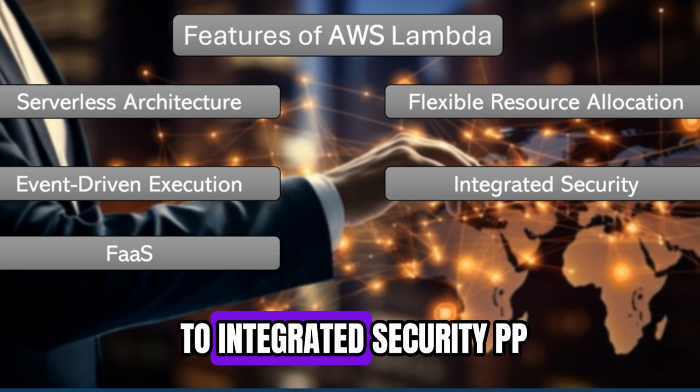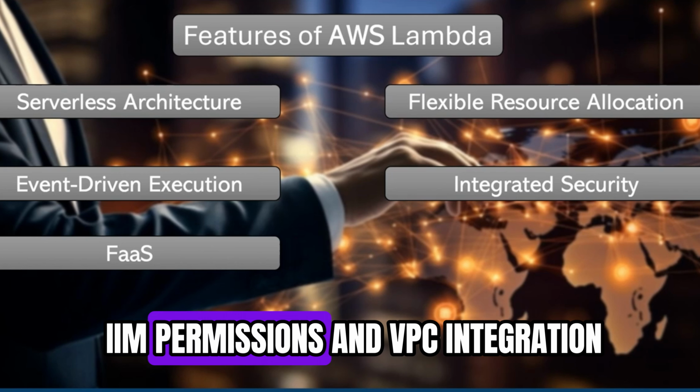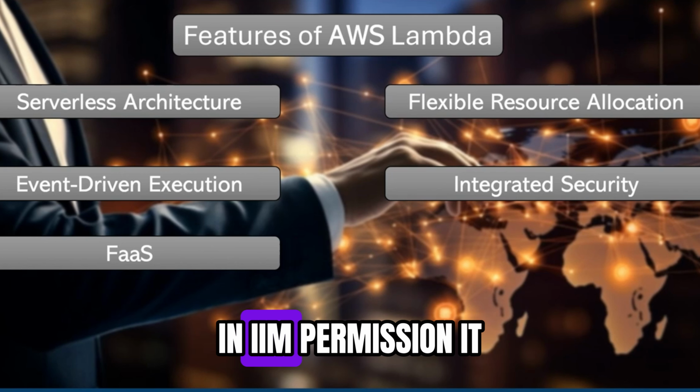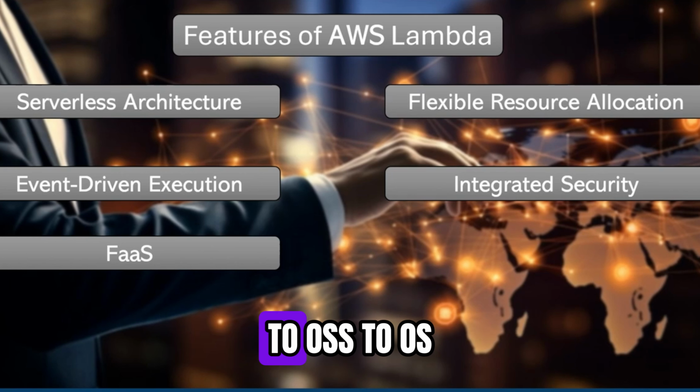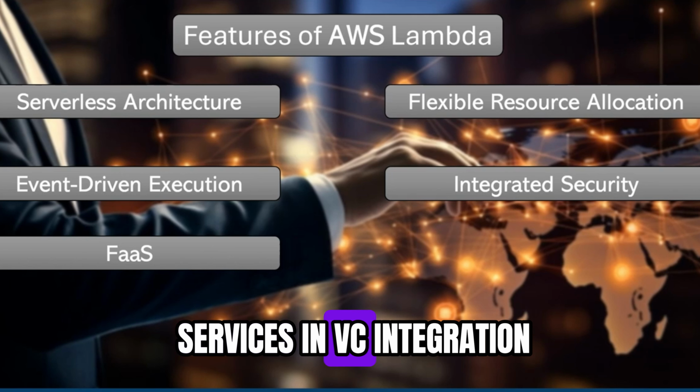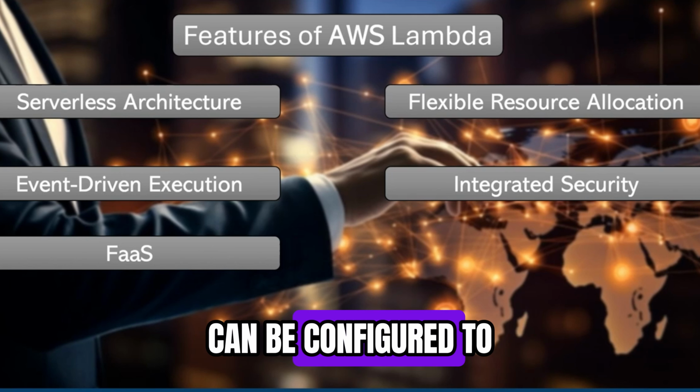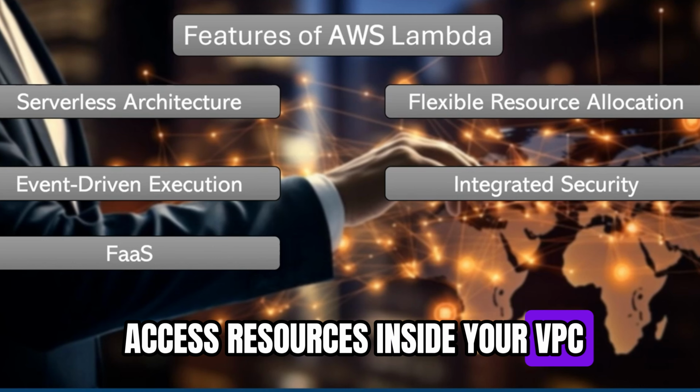Next, integrated security. It has two types: IAM permissions and VPC integration. In IAM permissions, it uses AWS IAM to manage permissions and control access to AWS services. In VPC integration, the Lambda function can be configured to access resources inside your VPC.